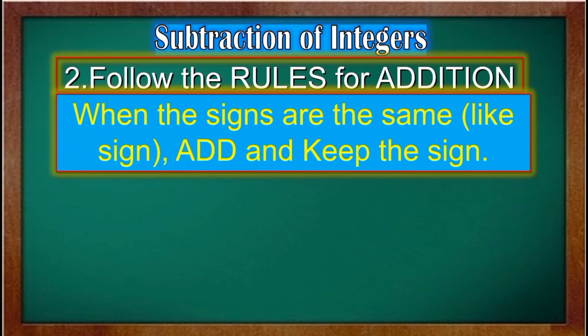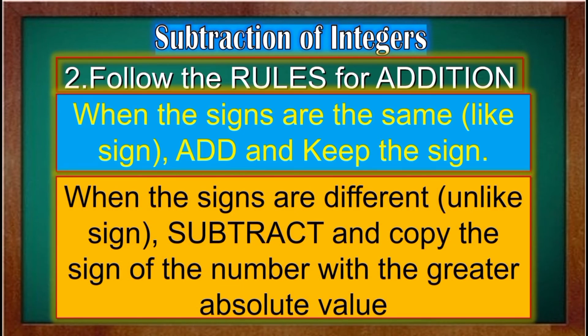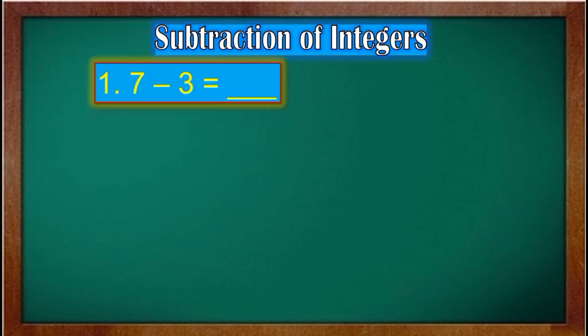When the signs are the same, or like sign, add and keep the sign. When the signs are different, or unlike sign, subtract and copy the sign of the number with the greater absolute value. For example, subtract 7 and 3.